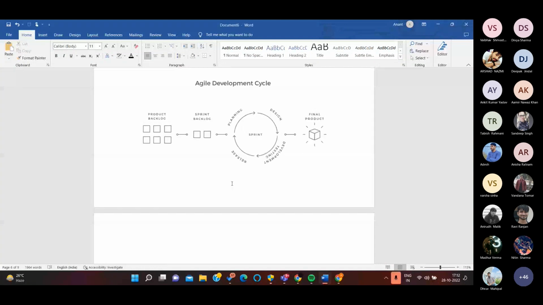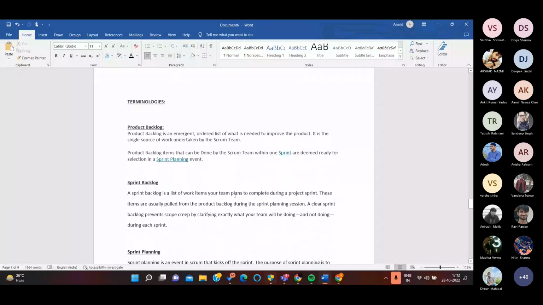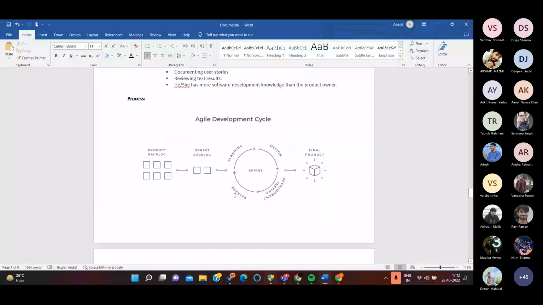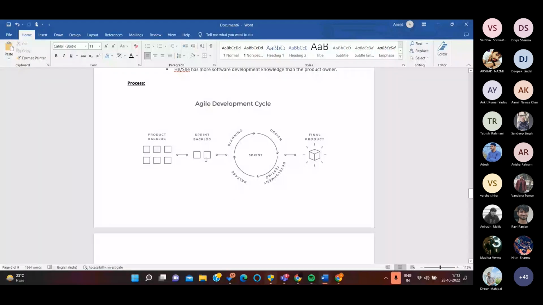Okay. So moving forward, there's the agile development process. The agile development process contains a product backlog. From there, we find out some of the items that need to be done in that particular sprint. That becomes a part of the sprint backlog. And then there's planning, then designing, development, testing, and then the product is released as a final product. So this is the cycle of an agile development.